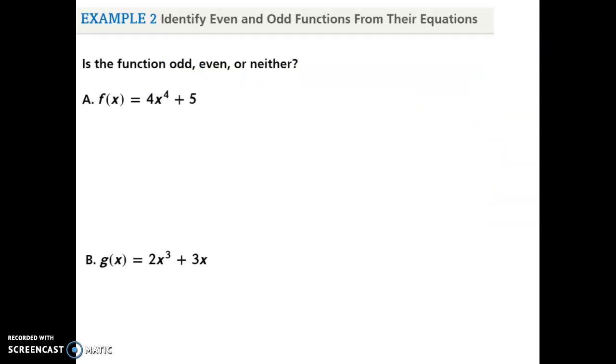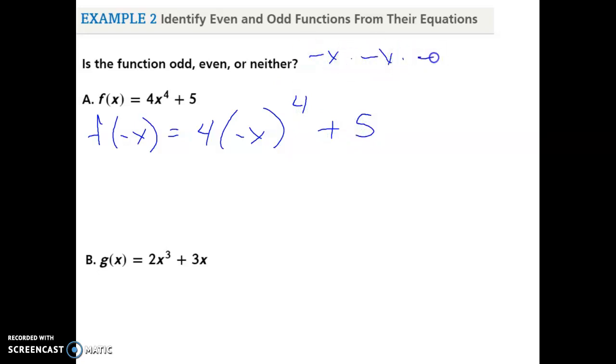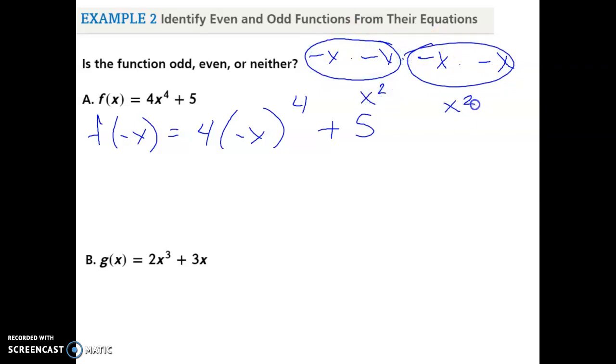All right, let's look at some from the equations. You guys remember from the equation, I'm going to test out f of negative x. So I'll put negative x in place of all of my x's. Here I have negative x to the fourth. I'm going to write that one out so we can see what's happening. Anytime I have two negatives, they work together to make a positive. So I'm going to end up with x squared times x squared, which is x to the fourth. That plus 5 doesn't change, so I'm going to have that. And I forgot to bring down my 4.